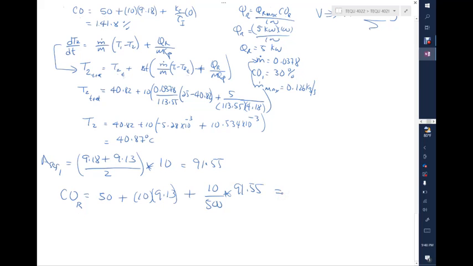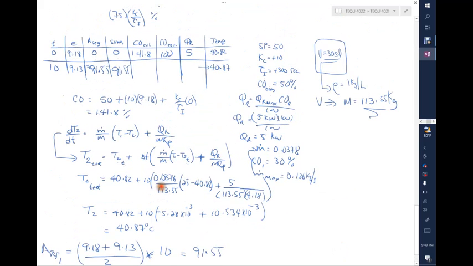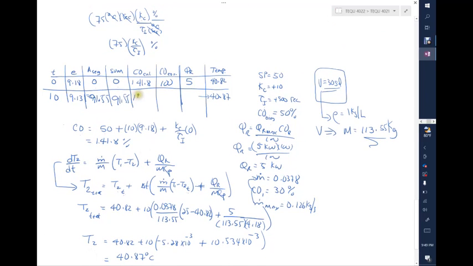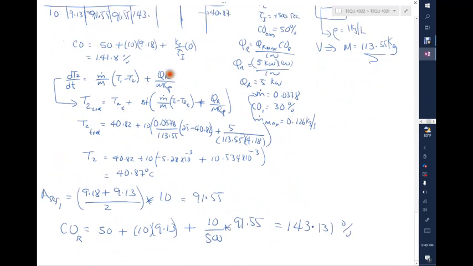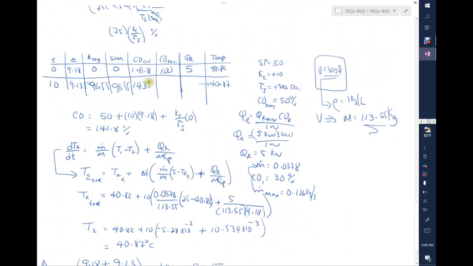okay, 143 times 131 percent. So that number is the one that goes here, 143.113. Let's write it like this. Whatever, this is above 100, so you write here 100, and QR will stay at maximum energy flow. In this case, the heating element is producing as much heat as required to try to increase this temperature.